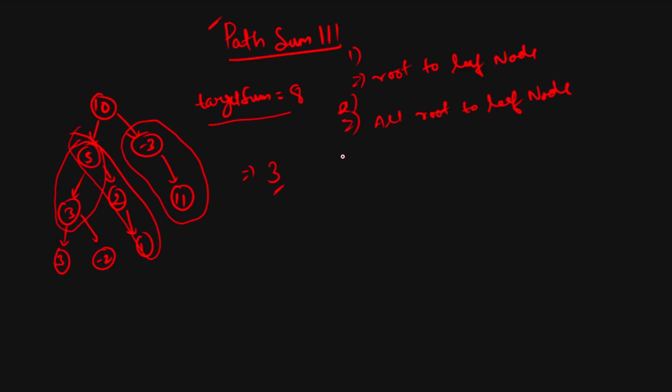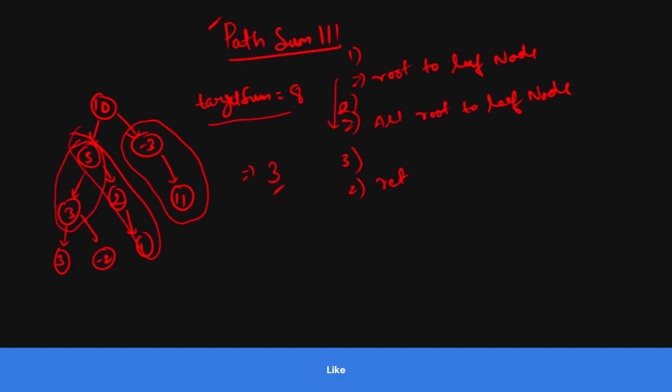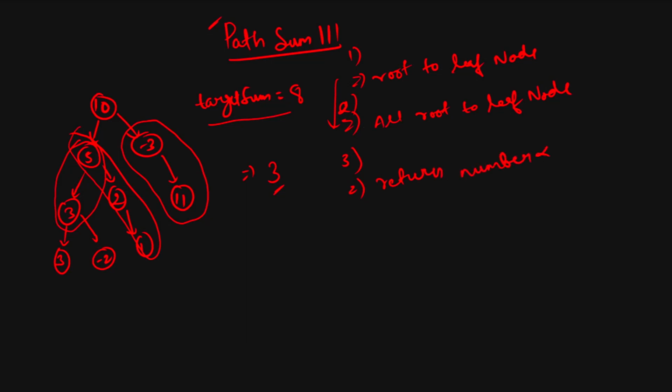In the third, it is an extension of these two. In this we do not have to return the whole path, we have to return the number of paths. Plus there is one more thing: the path can start from anywhere. In our first two, our starting point was the root and our ending point was a leaf node, but here our starting point can be anywhere. In this path, the starting point is this, the ending point is this, this is not the root, this is not a leaf node. So our starting and ending points can be anything.